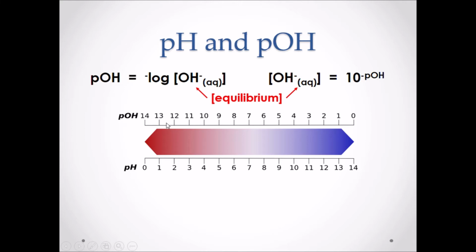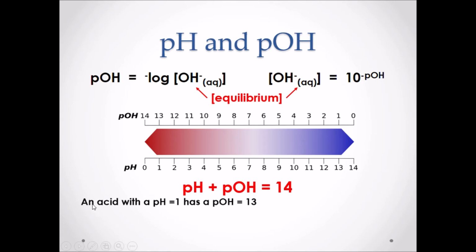Below, we can see a scale that represents the relationship between pOH and pH. That relationship is pH plus pOH always equals 14. An example would be an acid with a pH equal to 1 also has a pOH equal to 13. Or a base with a pH of 12 has a pOH of 2.